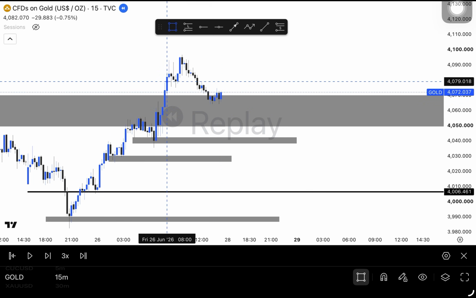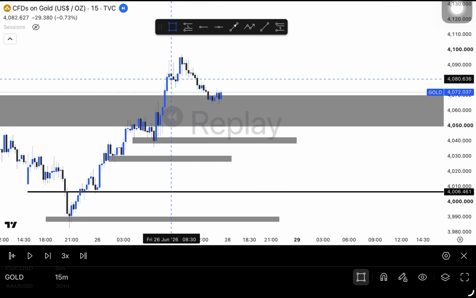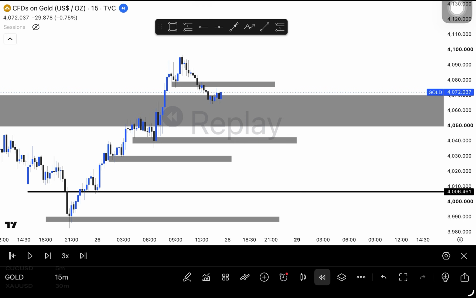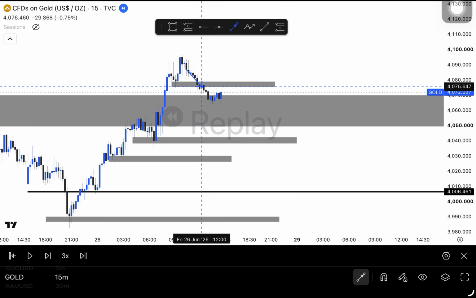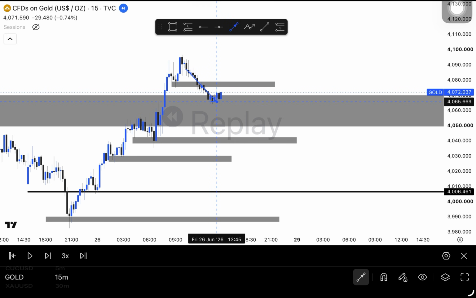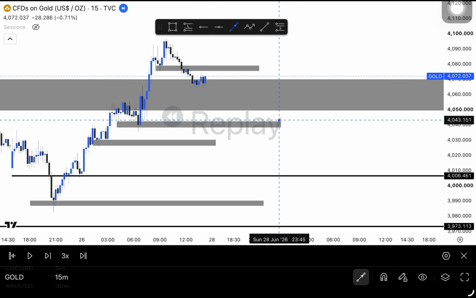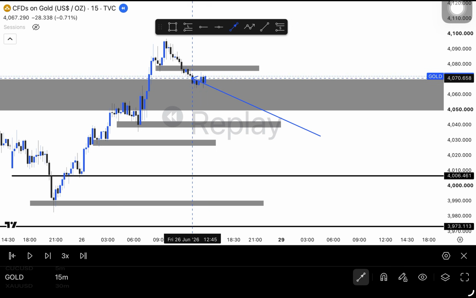So I saw this level of buyers here as well. And when I came, price had already indicated. So I wanted the correction so I could join the continuation. I was thinking about getting an entry right here, but this didn't look right.